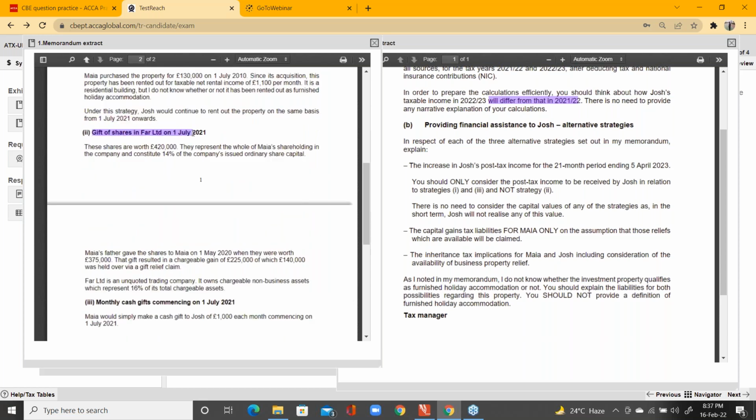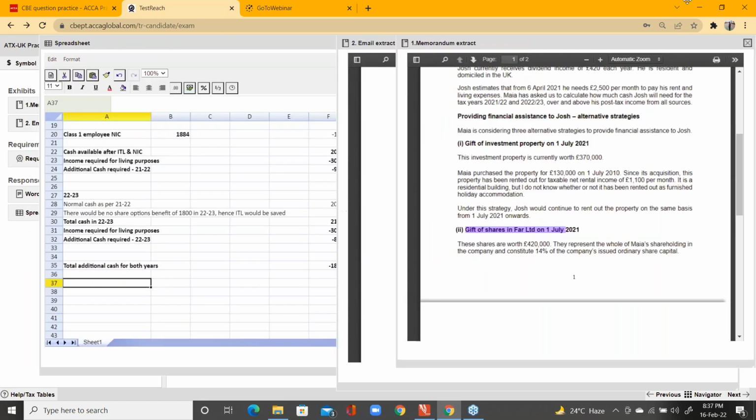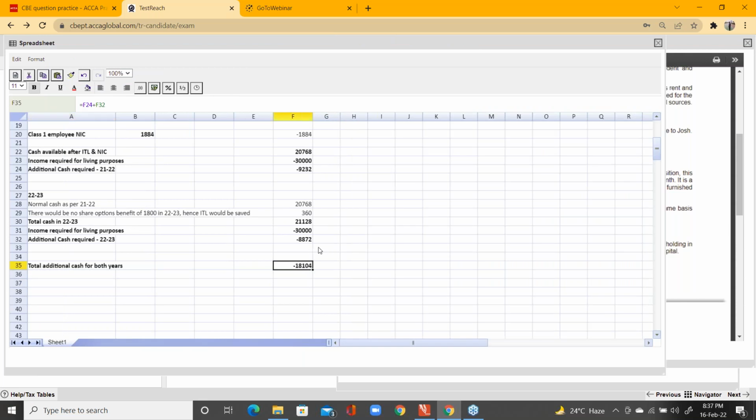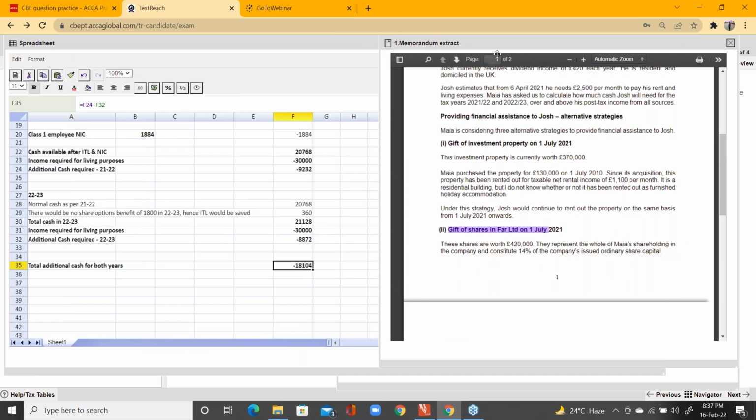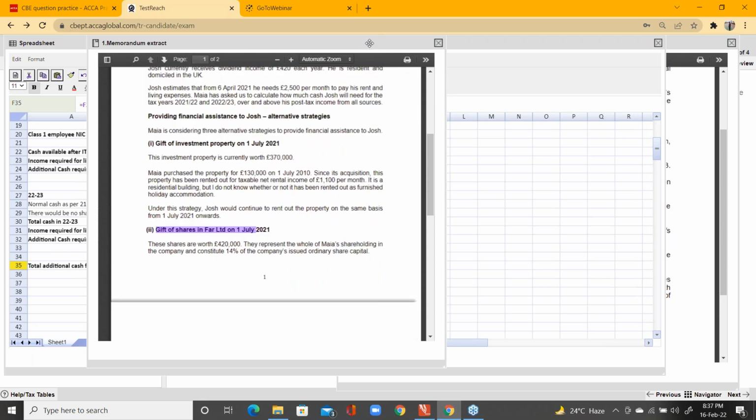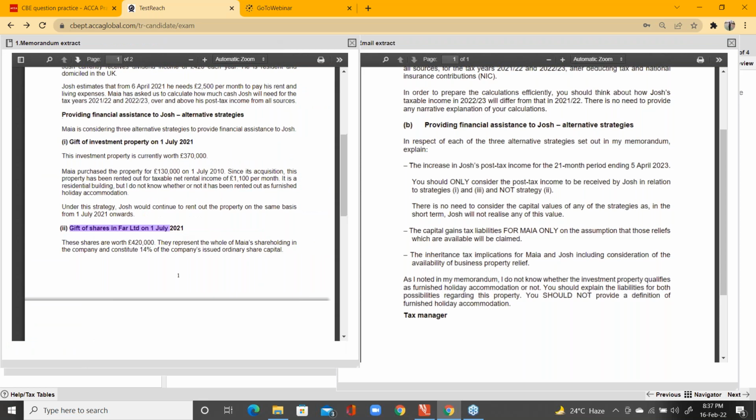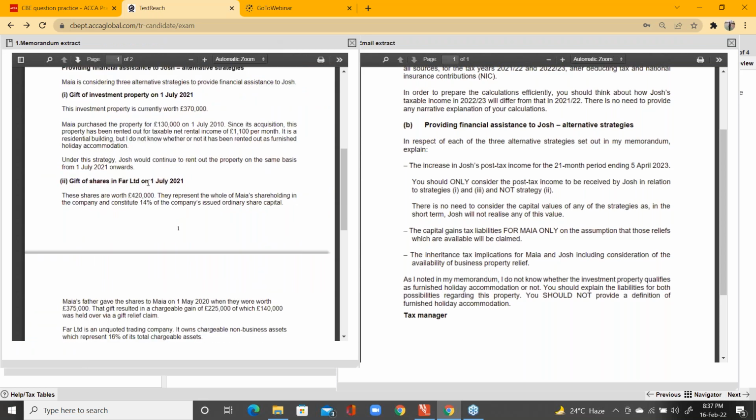Second, to help J with the shortage of funds, as he has a shortage of funds of 18,104, his aunt is providing financial assistance to Josh under 3 alternative strategies. What's the second strategy? Gift of shares in FAR Limited on the same date.